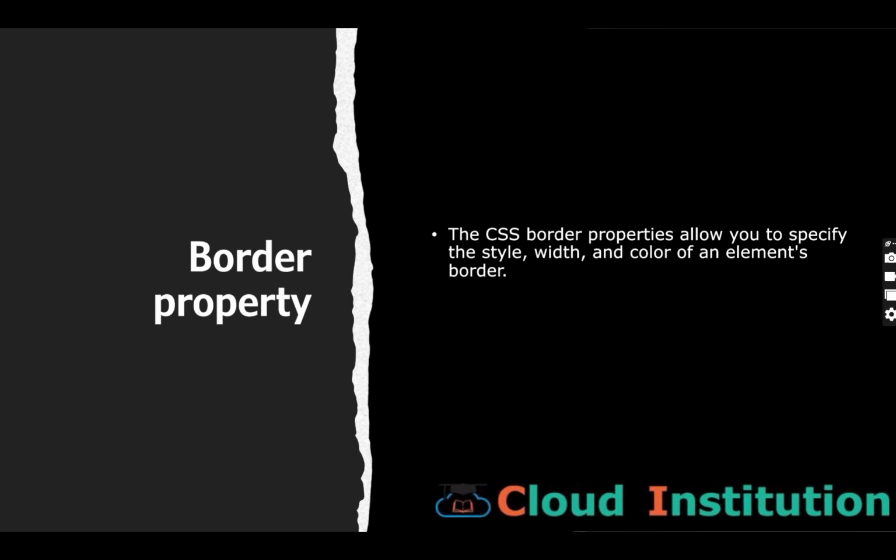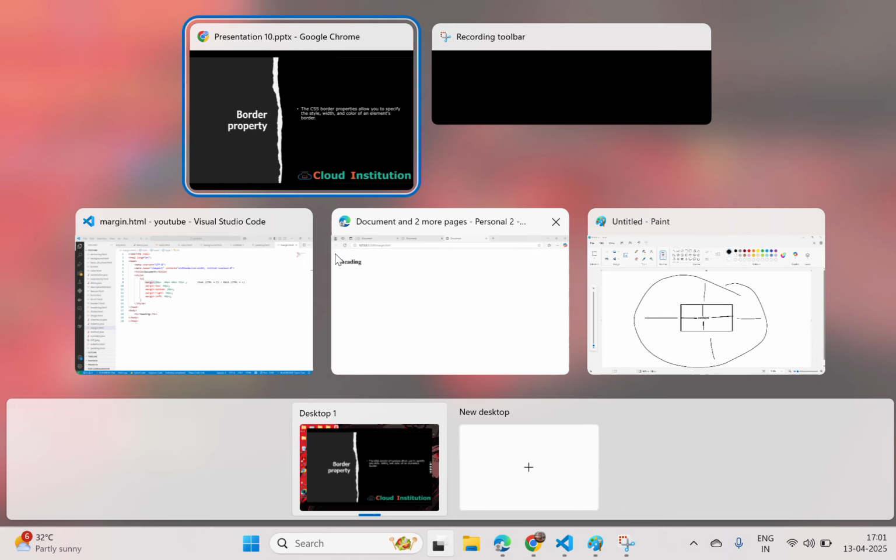So what is a border property? First of all, what is a border? If I use the CSS border, it will give a border to any element. If you want to surround an element with some kind of lines, you can use the border property. It takes three properties: style, width, and color. Now let's see it in a practical session to understand more about the border property.